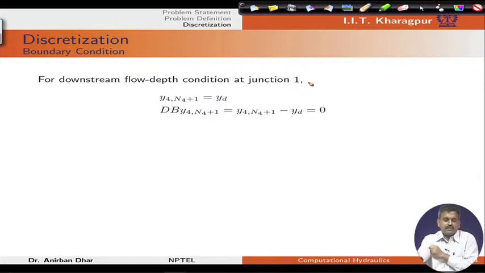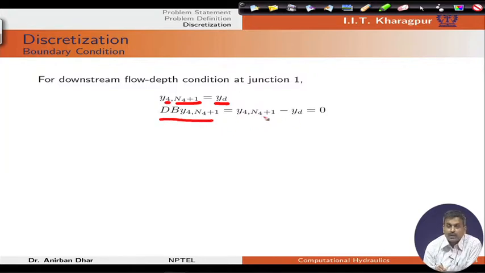We have this channel reach number 4, and this is the end segment. This value equals yd. We are not considering any difference in elevation there. So, at this point, the downstream boundary condition is y_db4,n4+1, this is one condition. So, we can write this function as y_db4,n4+1 minus yd equals 0 at junction 1.